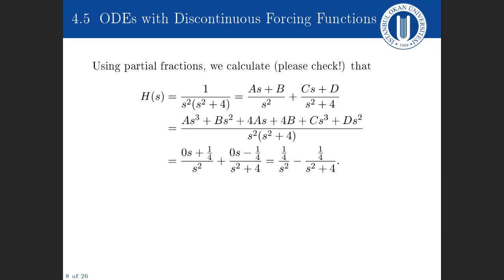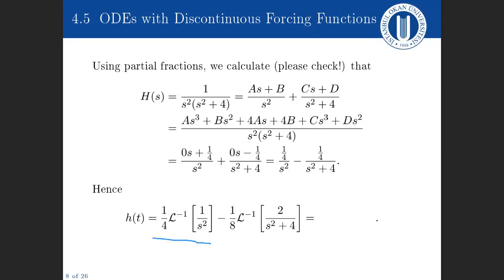I'll leave it for you to check that if we use partial fractions, we can write that capital H is 1/4 over s squared minus 1/4 over s squared plus 4. So small h is going to be 1/4 inverse Laplace transform of 1 over s squared. And then in the second term, I need an extra factor of 2 in here. I have a 4 on the bottom, so I need a 2 on the top. Square root of 4 is 2. And then the other numbers give me 1 over 8 on the outside.